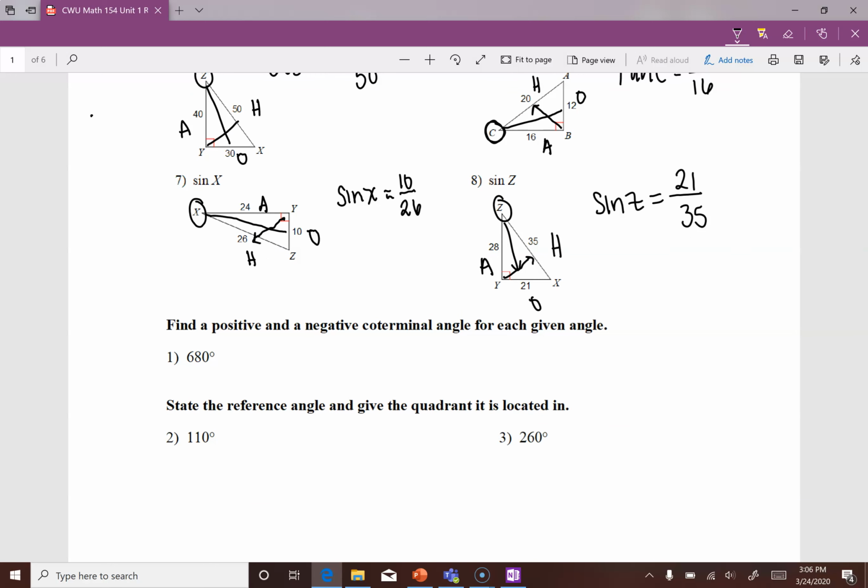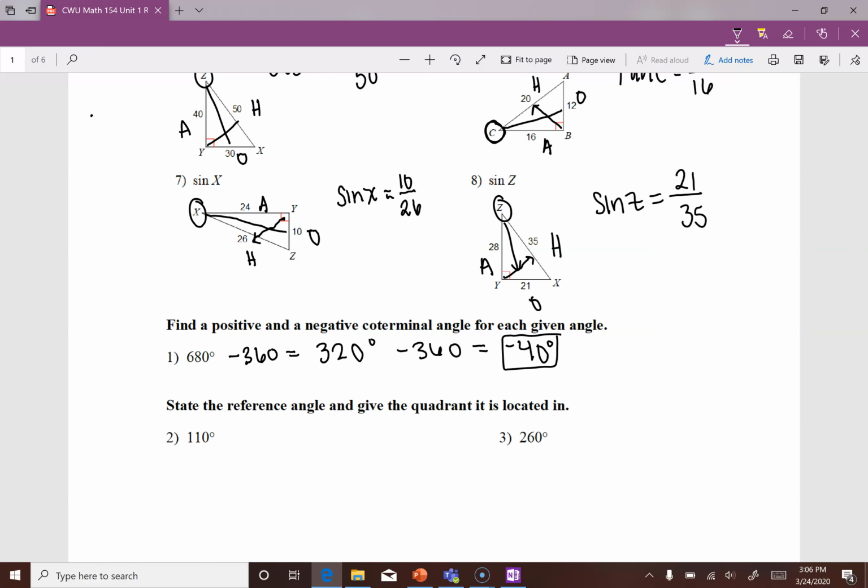All right, giving a positive coterminal angle, even if we subtract 360 here, we're still left with a positive angle. So doing that, I receive 320 degrees. So that's a correct answer. If we subtract 360 degrees again, I am left with negative 40 degrees. So there we are.